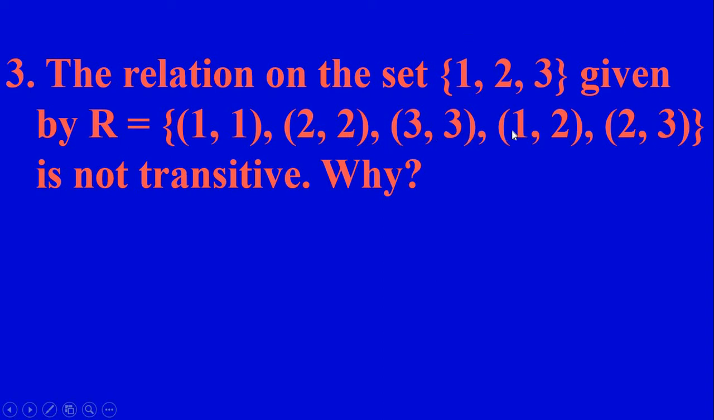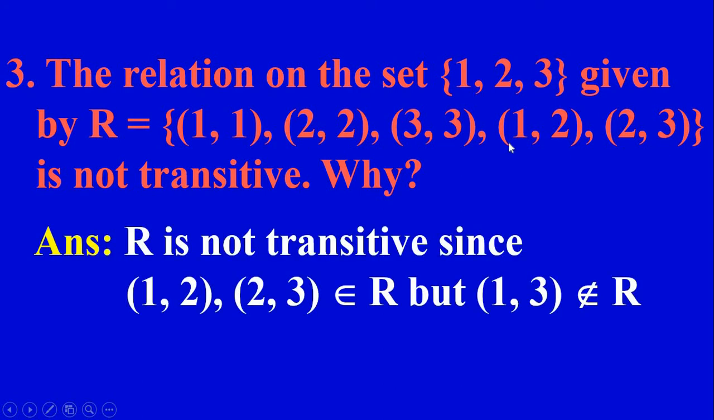Now we consider (1,2) and (2,3). Here 2 is common, so we need (1,3). (1,3) is not there in R. So therefore this is not transitive. Here we have (1,2) and (2,3) belonging to R, but (1,3) does not belong to R. Therefore R is not transitive.